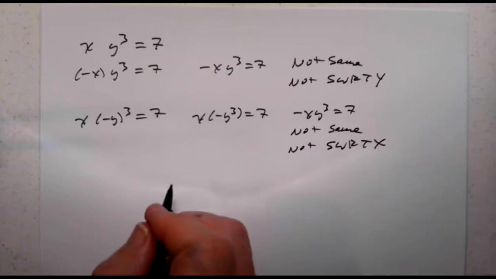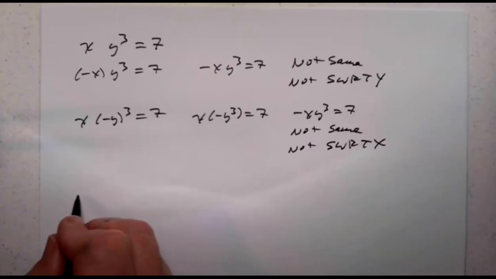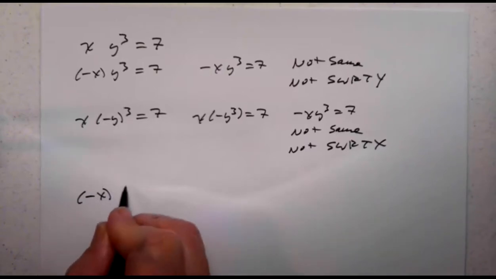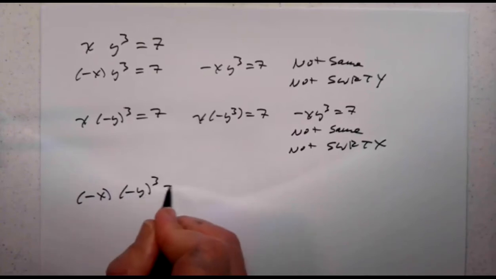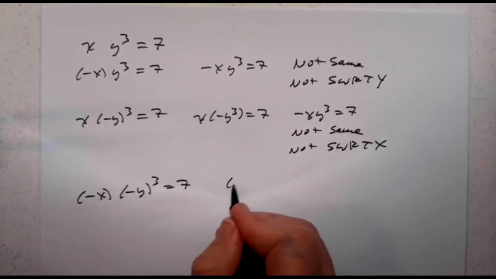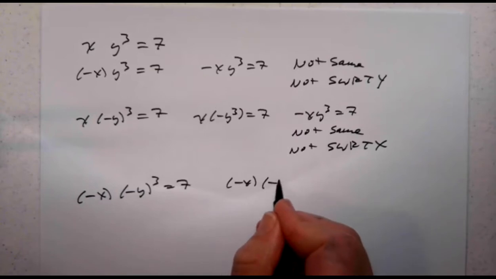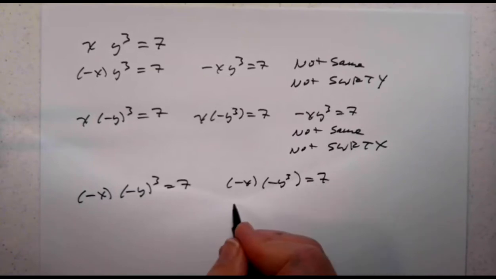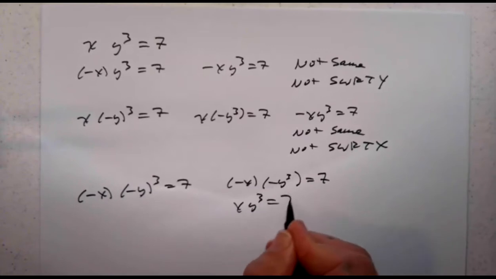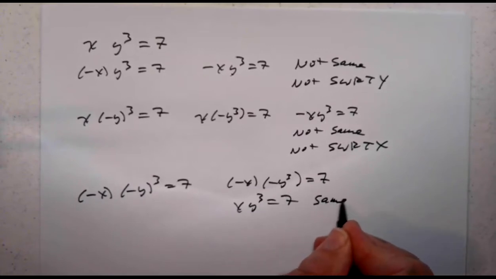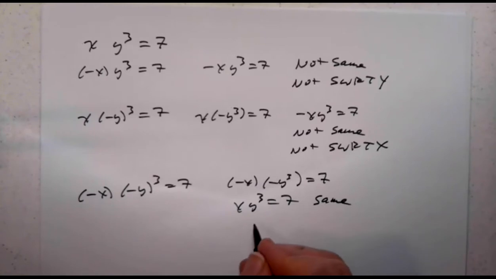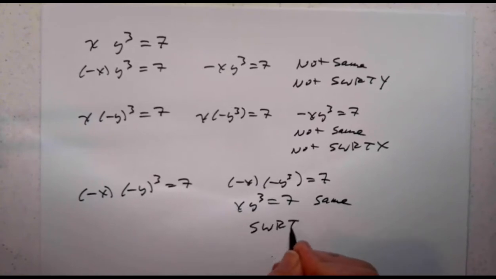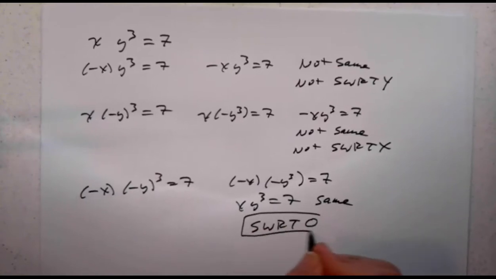Now let's go ahead and replace them both. Okay, replacing them both, I get negative x times negative y cubed. Does that equal 7? Well, that's negative x times negative y cubed, because negative, negative, negative stays negative, equals 7. So I get xy cubed equals 7. That is the same. So if that's the case, this is symmetric with respect to the origin.